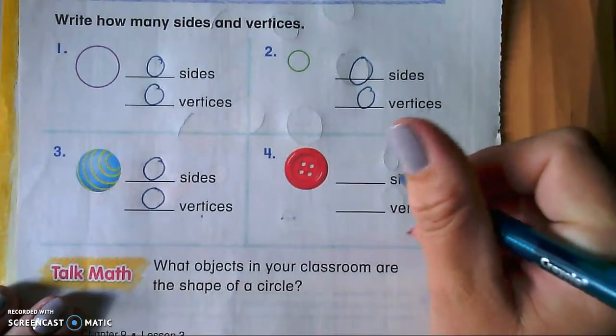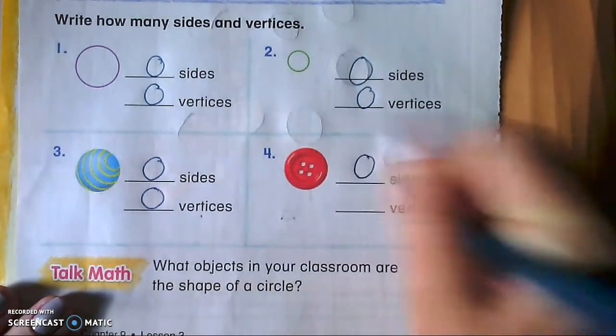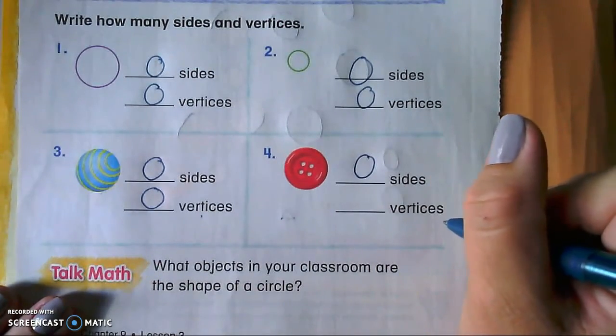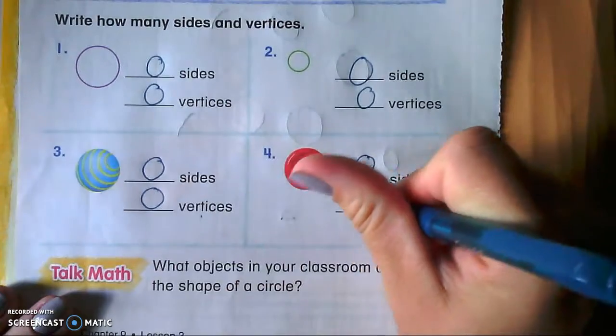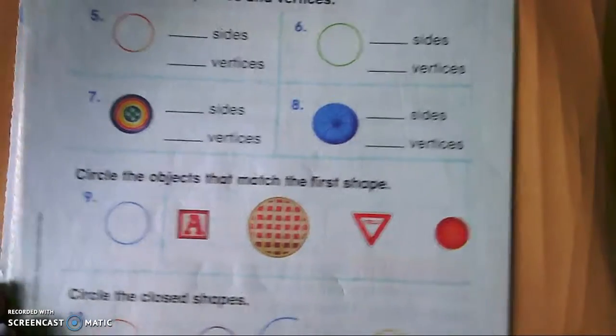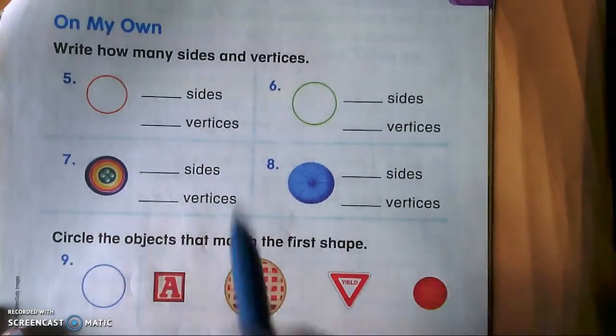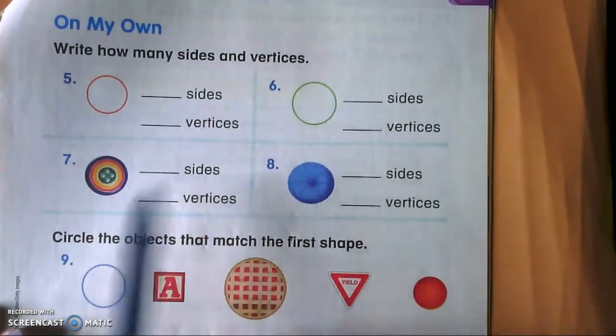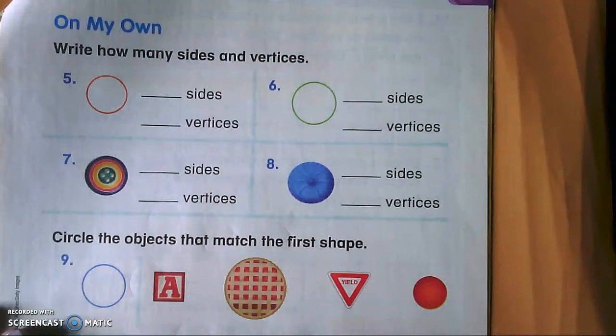Also 0. How many sides does this button have? 0. And how many vertices does it have? You guessed it. 0. So we're going to skip our math talk today. We're going to go on and take a look at On My Own. So here are some more circles and circle pictures. Now you're going to write how many sides and how many vertices they have.